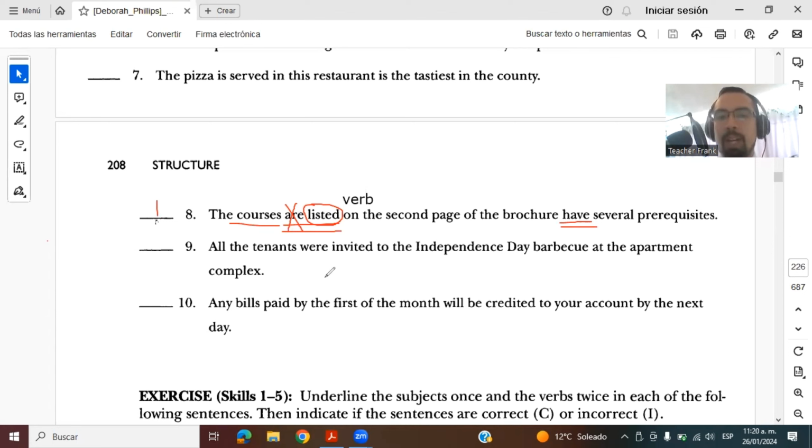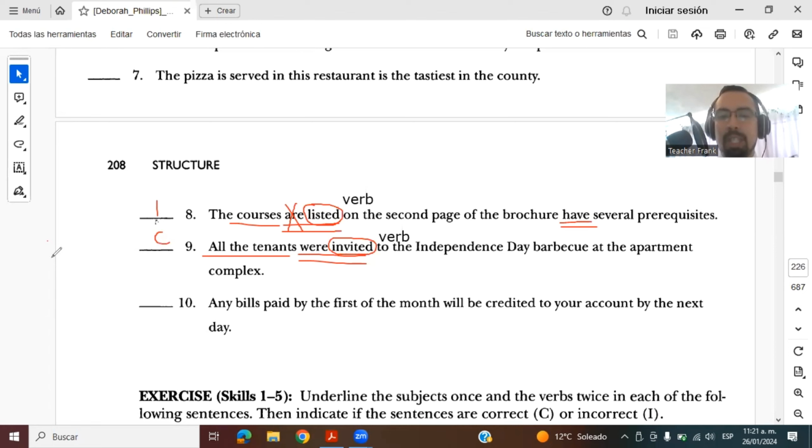Okay, let's look at number 9. All the tenants were invited to the Independence Day barbecue at the apartment complex. So were invited is my verb structure. Invited is a past participle. So that is going to be a verb, not an adjective, because before it there is a was, were, in this case, a variation of the verb be. Who or what were invited? All the tenants. And there's no problem there. So this one is correct, right? There's no adjective either. So yeah, it's correct.